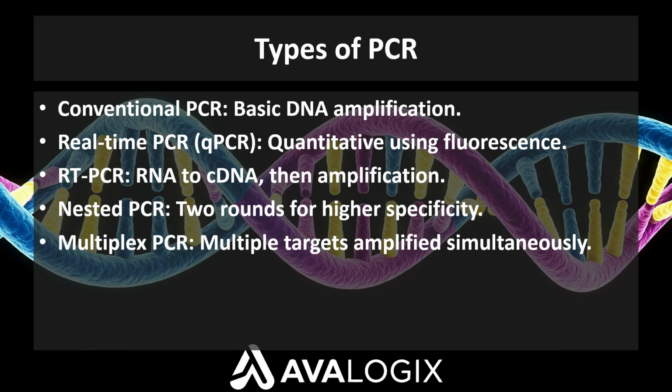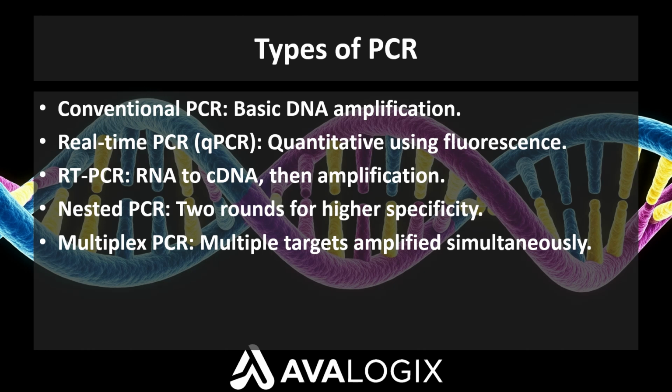Nested PCR. This involves 2 successive PCR runs. The first set of primers amplifies a broader region. A second set of primers, nested within the first, is used in a second round. This increases specificity and is useful when the DNA template is low or contaminated.